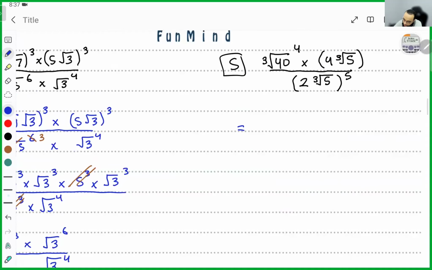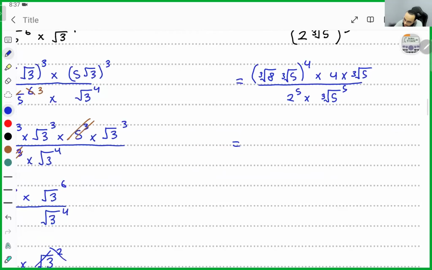So, you know, this part we can write as cubic root 8, it was power of 4. It's 8 by 5, correct? All power of 4 times 4 times cubic root 5, and then it's 2 power of 5 times cubic root 5 power of 5. This is 2. 2 power of 4 is 16.